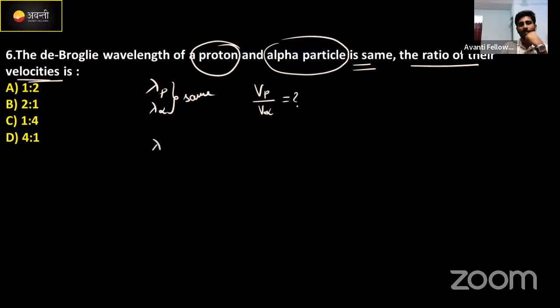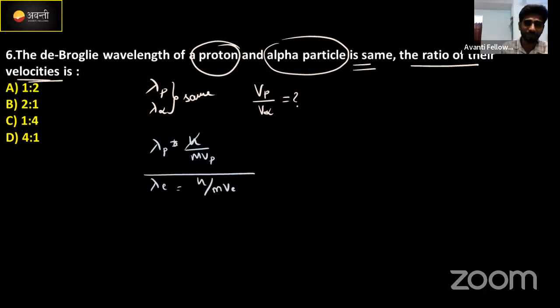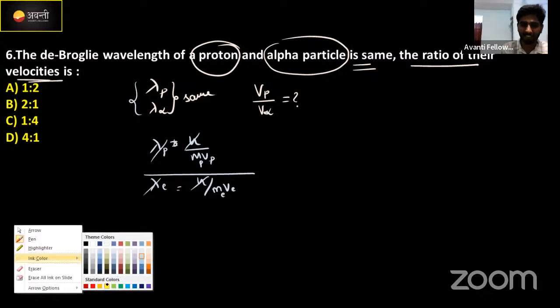Lambda, we know, is h by m into v, correct? Let this be the velocity of the proton, lambda of proton, equal to lambda of alpha particle, h divided by m into v. h cancels, but don't cancel the value of m because the mass of proton and mass of alpha particle are different. They said lambda is also the same, hence these two cancel and on the left hand side you get one.